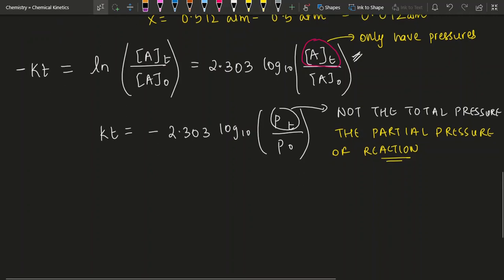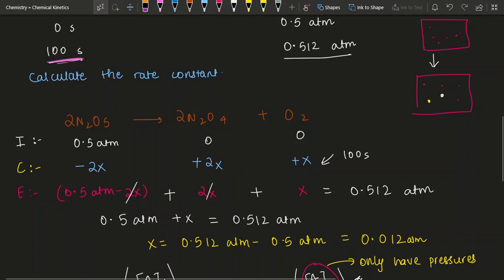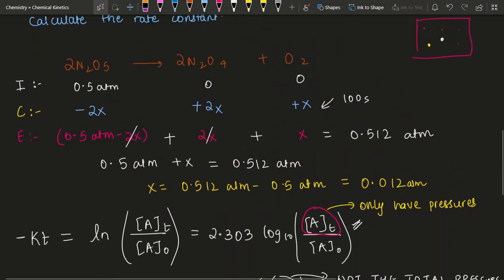And so in this case, we are having the gas N2O5. So that means that now we need to plug in some numbers. So k is unknown, that's what we need to figure out. Time t is 100 seconds, that's what we are given in the problem. We know 2.303, we know log 10. The initial pressure of N2O5, we know what that is. The initial pressure of N2O5 is 0.5 atm.